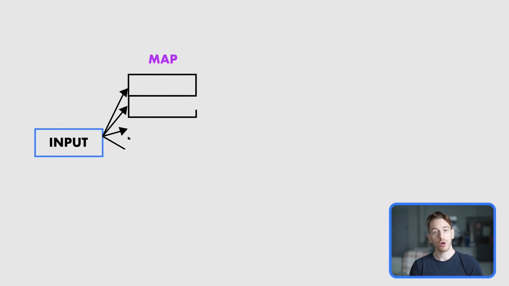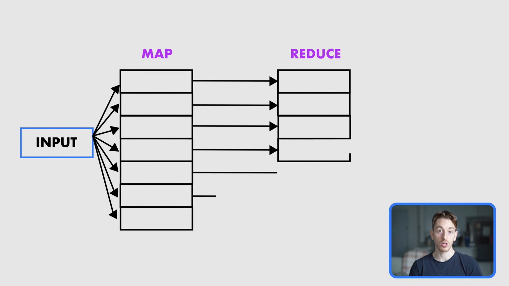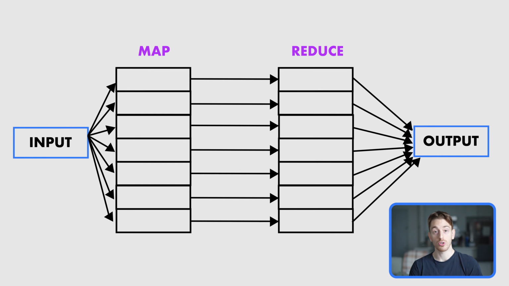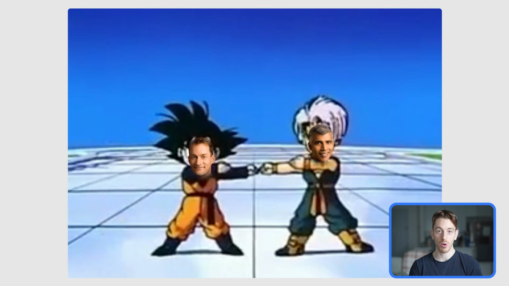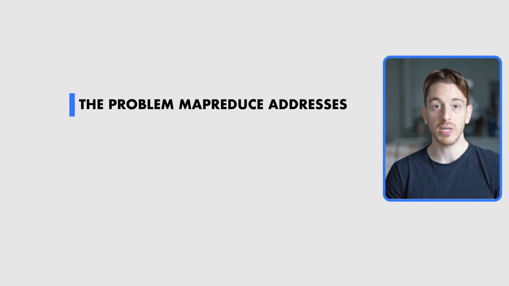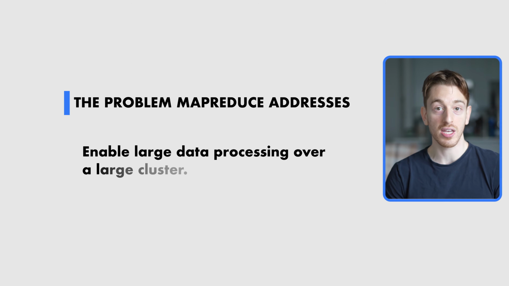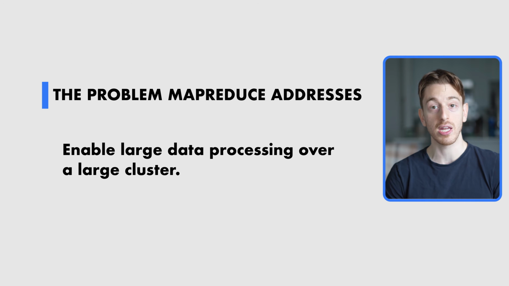MapReduce is a programming model for distributing and parallelizing a large computation over a cluster of machines. It was originally developed by the power duo of Google, Jeff Dean and Sanjay Ghemawat in 2004. MapReduce solves the problem of being able to process a lot of data in a reasonable amount of time by distributing the computation over many machines.